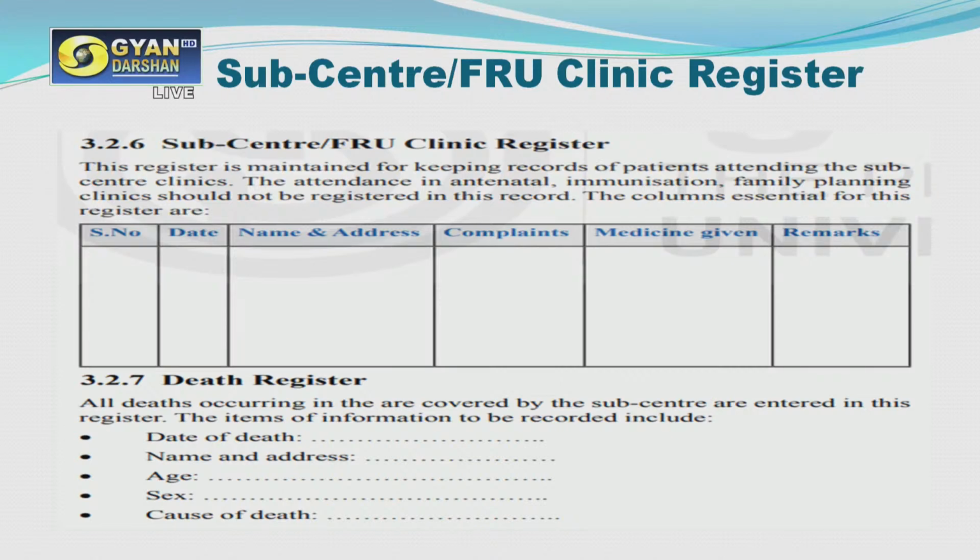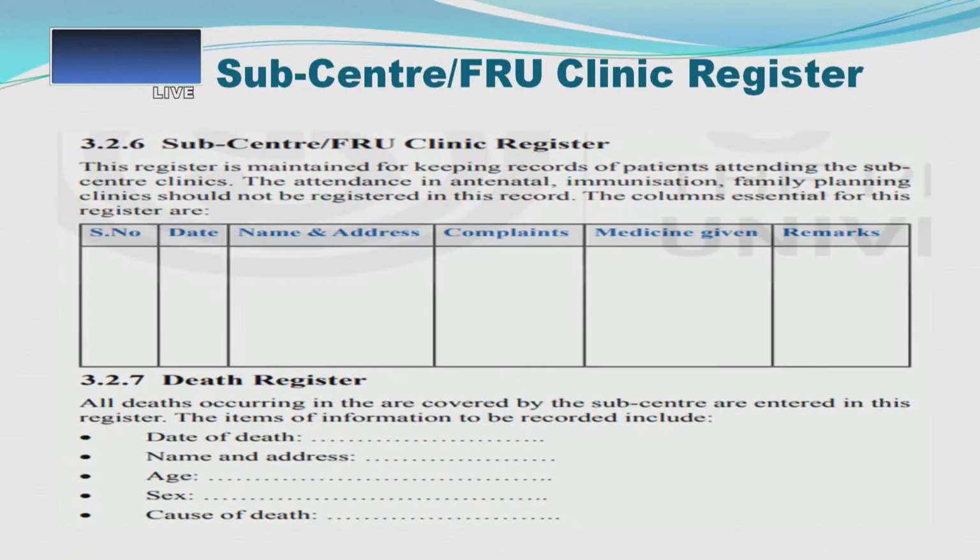So we were discussing the community family folder, because a family consists of mother and newborn and children under 5 years of age, and needs birth or death records, so all these are part of the community family record. Now there is another register, the sub center, also called the first referral unit clinic register.